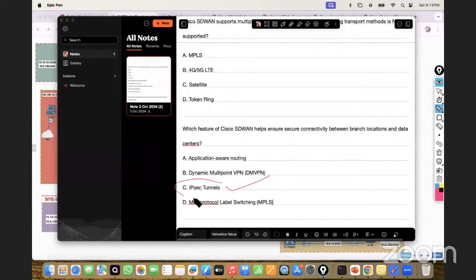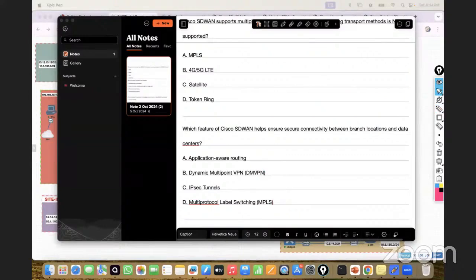All right, so the correct answer is IPsec. It's a secure method. DMVPN will definitely work as a secure method, but SD-WAN doesn't support DMVPN, right? It supports IPsec. MPLS is not going to be used here. Application aware routing is going to be used, but it's just for the application aware routing protocol. Application based routing we do, and based on that we can do different manipulations based on the application. But how the actual security happens is based on your IPsec tunnel.